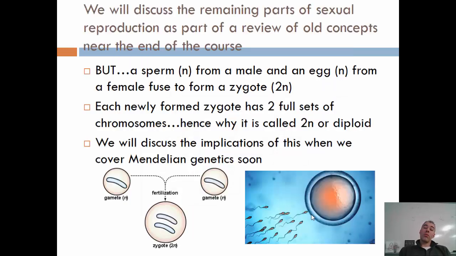We will talk about sexual reproduction later in the course, more in depth, how an egg develops. But remember, you take a sperm from a male, which is N, or haploid, and an egg from a female, which is N. You fuse them together, you create a zygote, which is diploid, or 2N. Each zygote will have 2 full sets of chromosomes, 1 from mom, 1 from dad, and that's why it's called diploid. And what we're going to do next is talk about the implications of this process in the production of traits in our bodies.